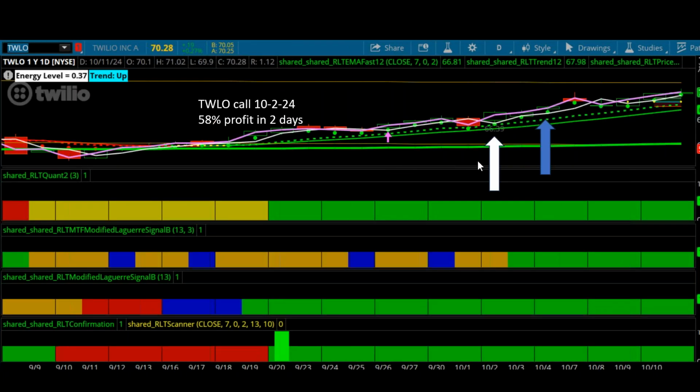This was 10.2. This is Twilio. Again, same thing. As the current time frame is green, the multi-time frame turns green. We buy it here, and we ride it up here just for a couple days. 58% profit. That was a debit spread.